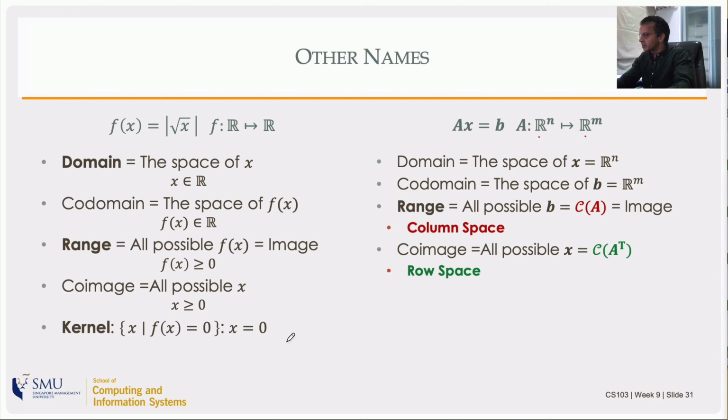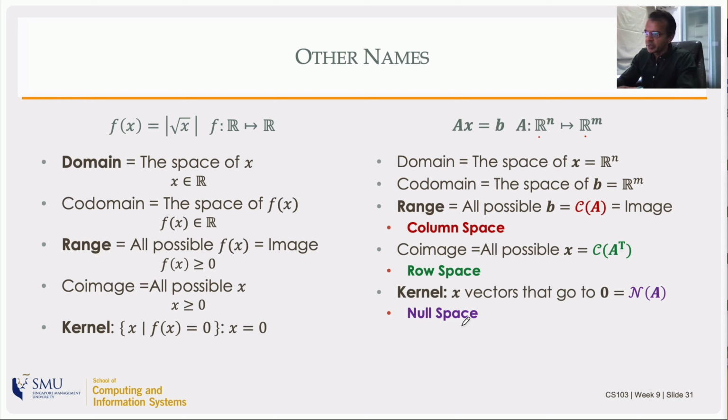Kernel, if I stretch my analogy a little bit, I can probably define as those values of x that will give me a 0 output value. So x equal to 0 is the kernel. But in the case of a system of linear equations, it's got a more concrete meaning. It's the solution to the homogeneous set of equations. That is the null space. Everything that will give me b equal to 0.